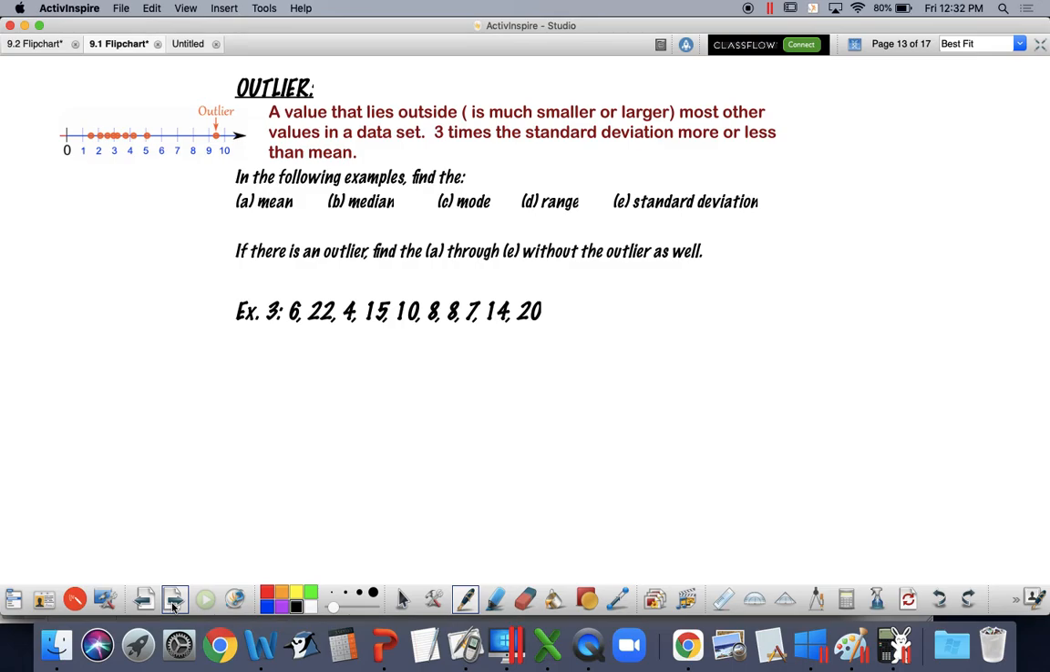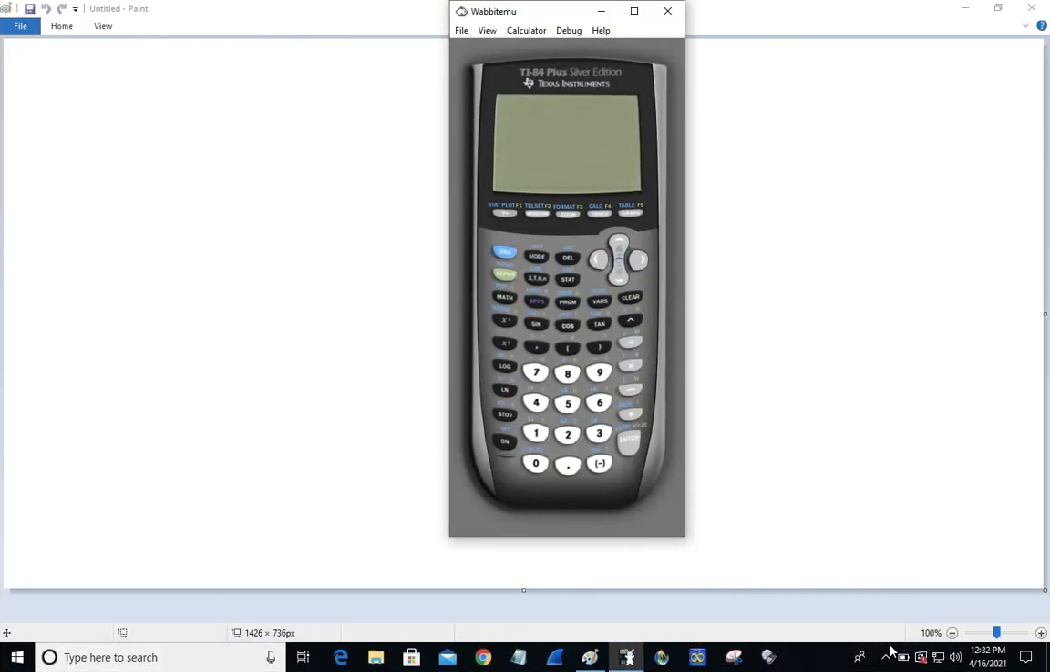Everybody got that definition down? I can jump over to my calculator. Wait, we have to have it in order? Nope, your calculator can do it. Sorry, what was your question? What do you do on the calculator after you put in the numbers?